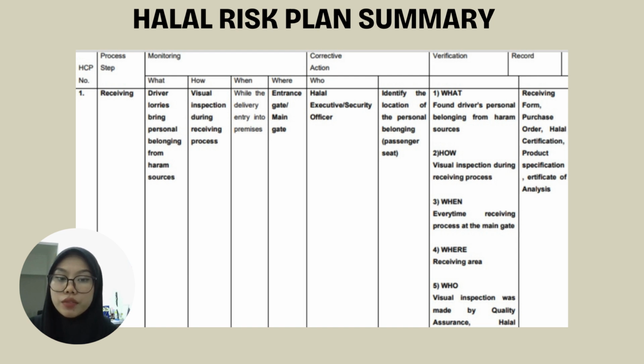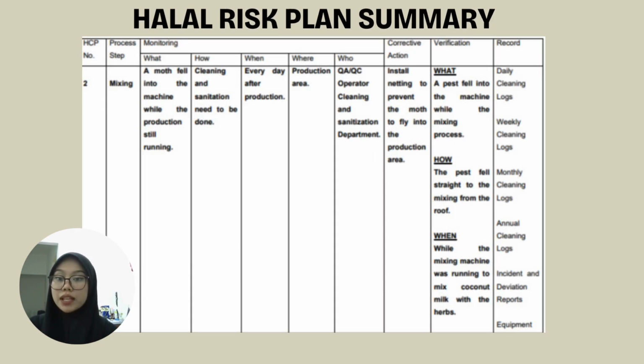How we want to avoid this is we need to do visual inspection during the receiving process, and the control measure is done every time at the receiving process at the main gate. Where we need to do the process is at the receiving area, and who will conduct the process will be quality assurance, halal executive and storekeeper also. So the records will be the receiving form, purchase order, halal certification, product specification, and certificate of analysis.